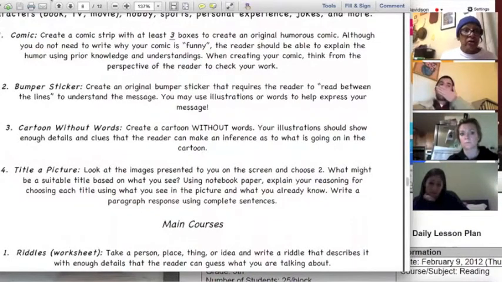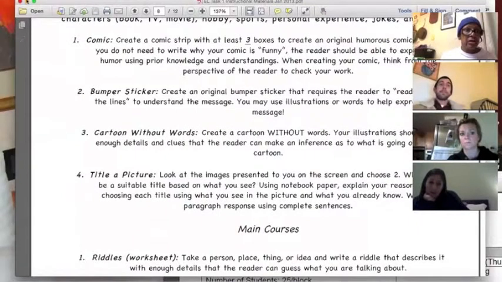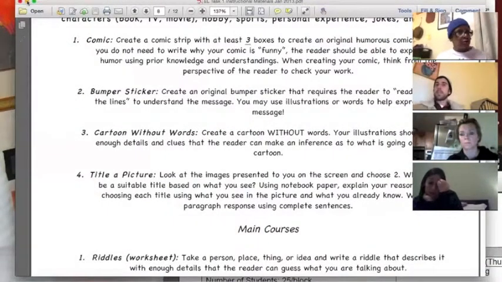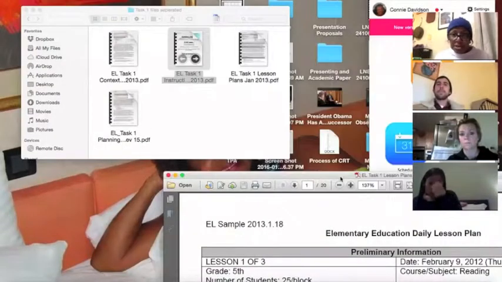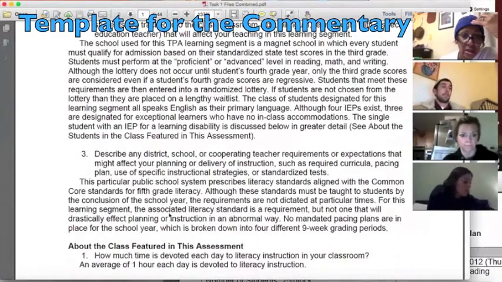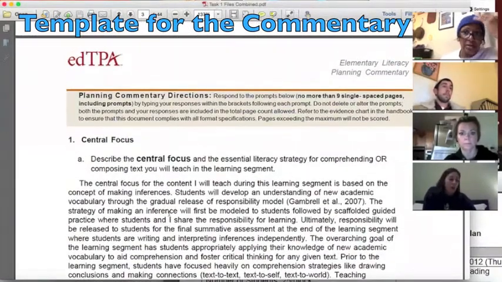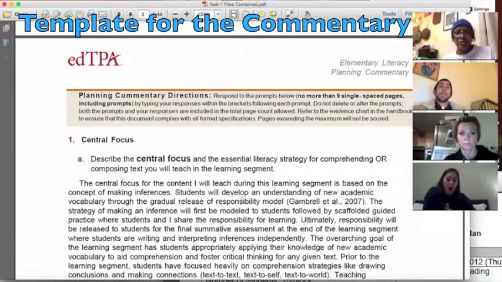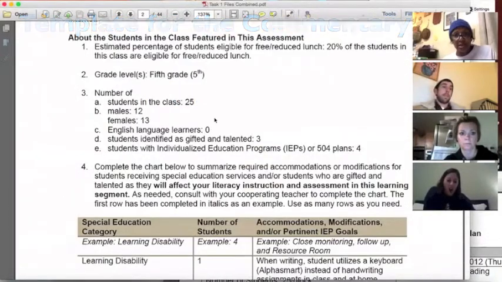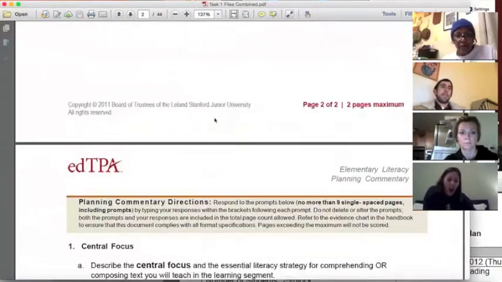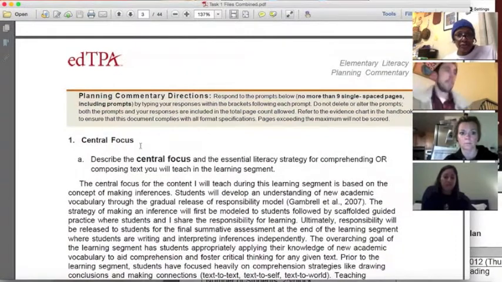I'm trying to get to the commentary. So there was no template. She just did all this on like Word or something. Right. There's no template. Oh. There's a template. This is what I want to say. Okay, so you get these directions. This was talking about the class up here. Then you get these directions, the central focus.